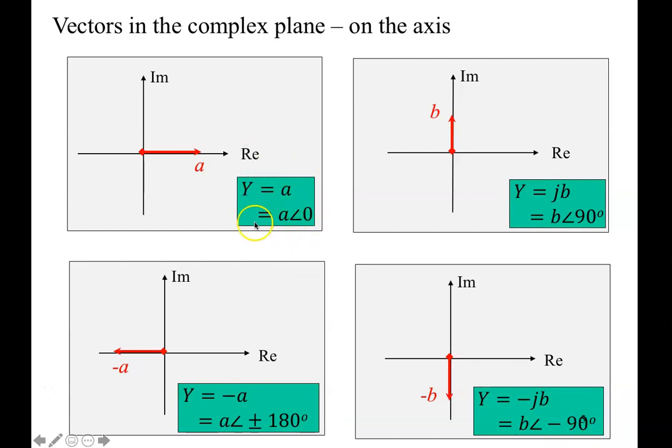But sometimes people get confused about these things. So A is the same as A angle 0, if that's a positive number. Minus A, if it's a negative number, is the same as A angle 180 degrees. jB is the same as B angle 90 degrees, and minus jB is the same as B angle minus 90 degrees. So these are special cases, but they sometimes come up in your questions.